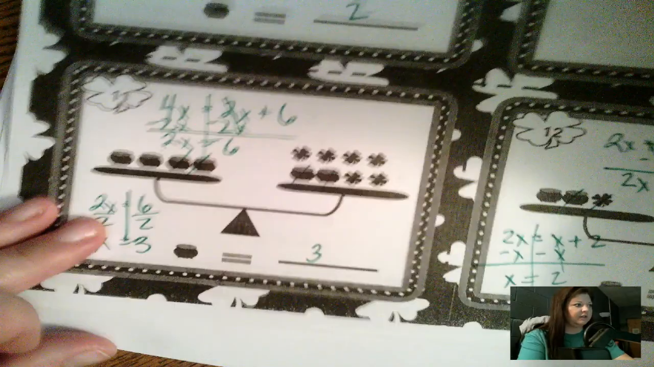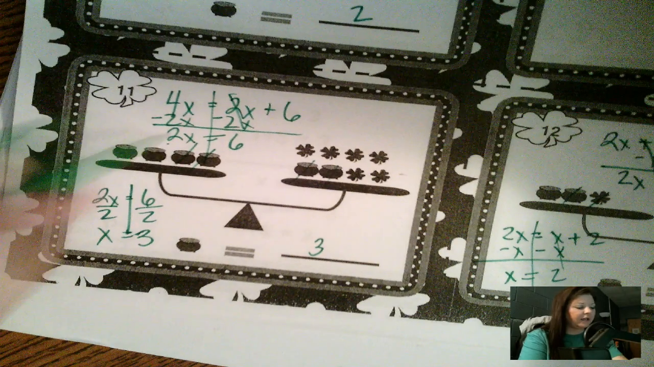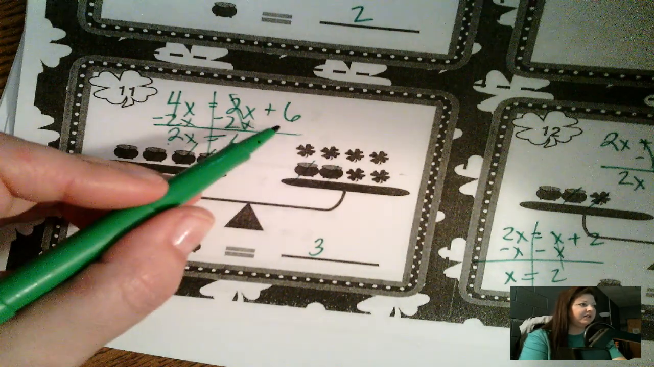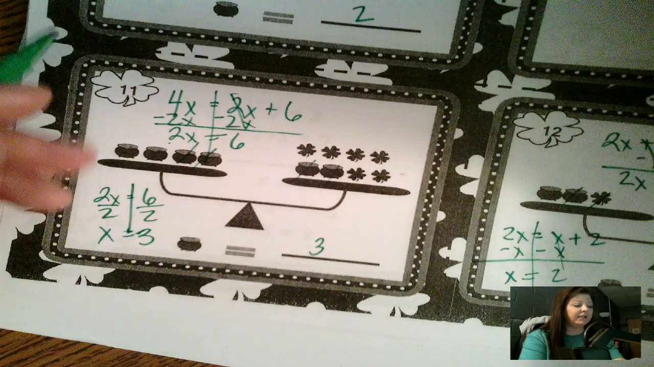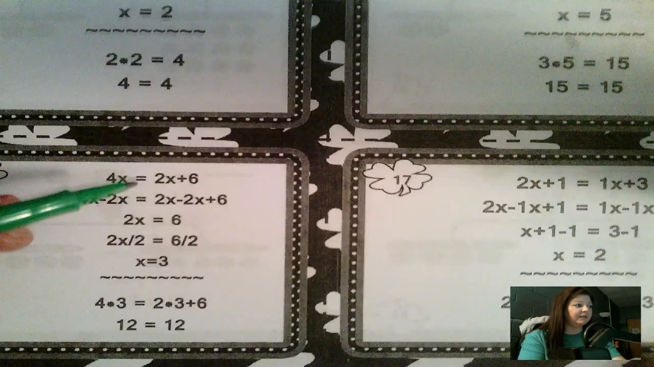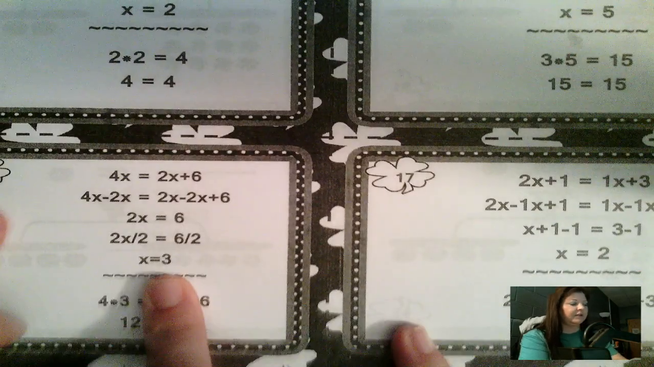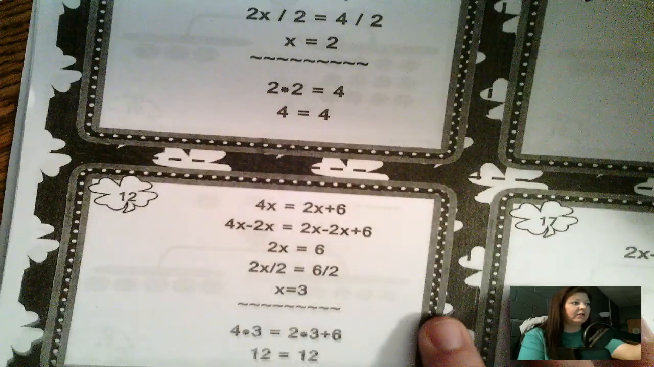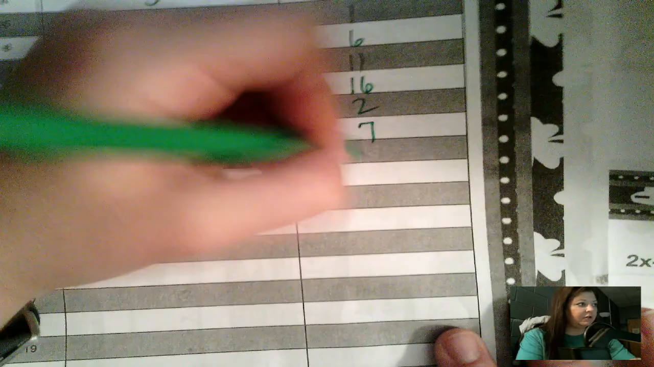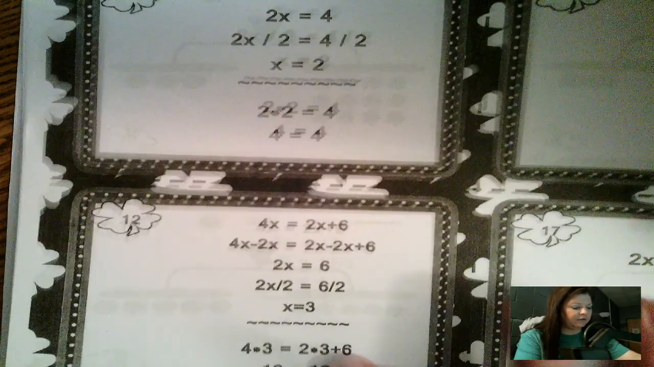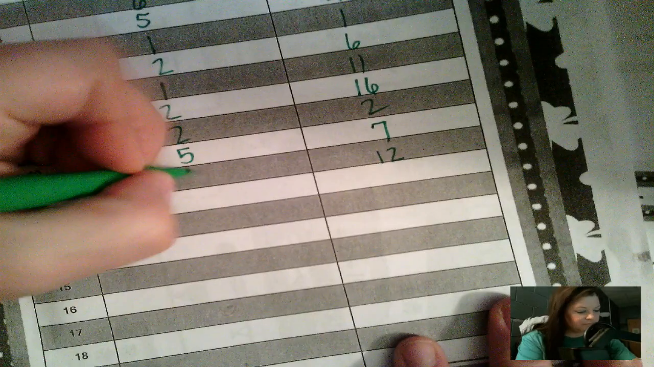Number 11 is 4x equals 2x plus 6. Okay. And it looks like the pot of gold, x equals 3. So let's flip it and say 4x equals 2x plus 6, x equals 3, and that is equation card number 12. Yeah. So equation card 12, and x equals 3. Okay.